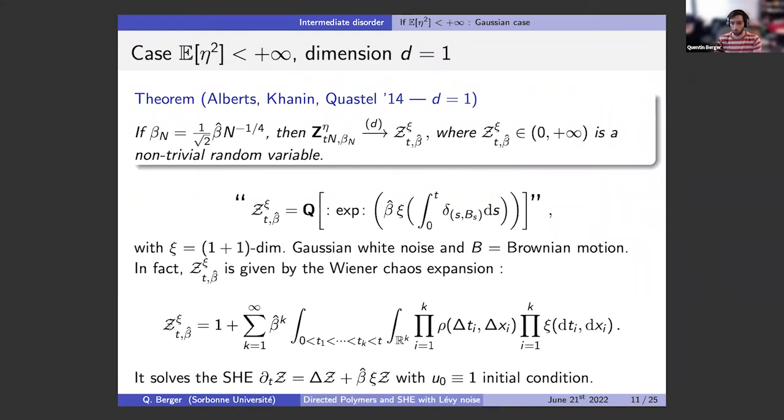the kind of expansion I showed you on the first slide. So you get 1 plus the sum of the beta k, and you sum over the times and space points, and you have the product of the heat kernel between these space-time points, and you collect the white noise at these space-time points. Okay, so that's the formal expression of what I've put between the quote marks.